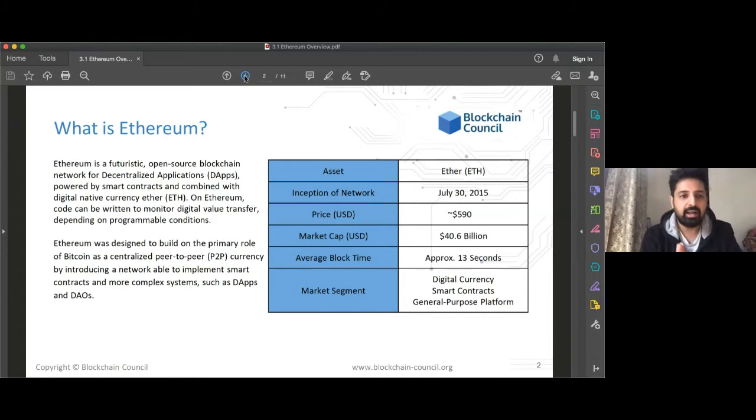So, Ethereum is a futuristic open source blockchain network for building decentralized applications, in short, we call them DApps, powered by smart contracts and combined with the digital native currency Ether. On Ethereum, your code can be written to monitor digital value transfer depending on programmable conditions. The way we have our legal contracts, right? And those are business rules. If two organizations are working together, they do sign some agreement, they do have some business rules which are written into a legal contract, and the contract is submitted with both the parties.